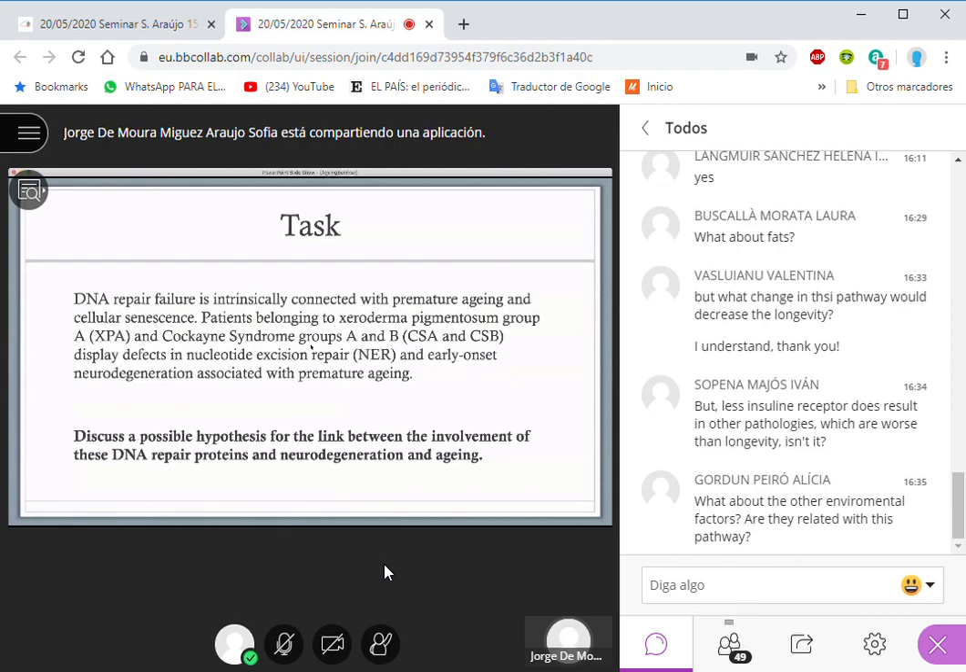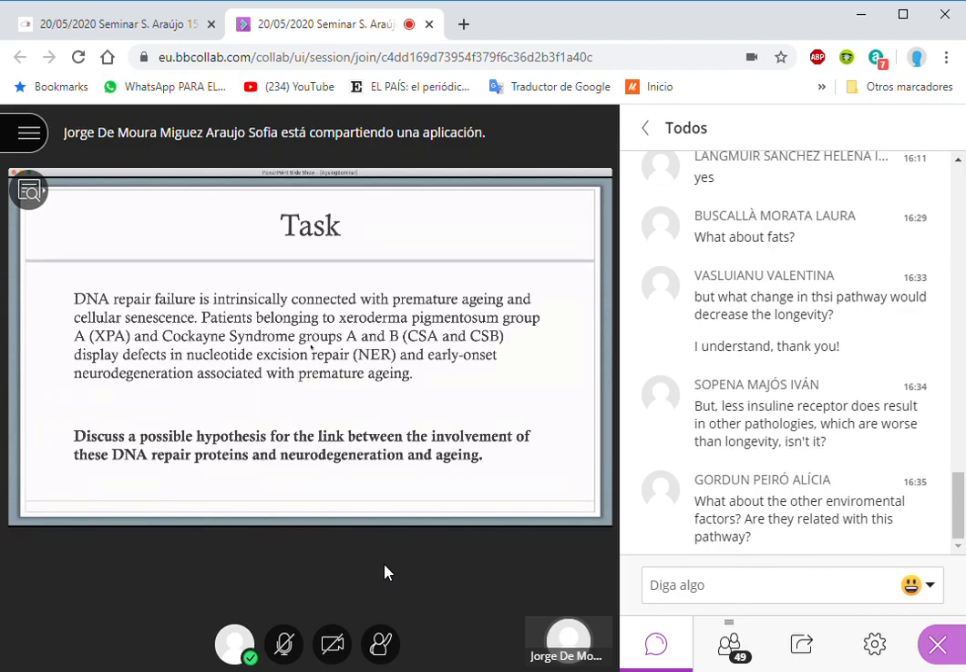Patients belonging to xeroderma pigmentosum group A and Cockayne syndrome groups A and B, one of the ones that we were talking about, and another one with another syndrome, which is also DNA repair and also based on this nucleotide excision repair pathway that I showed you, have defects in nucleotide excision repair. So these proteins are involved in nucleotide excision repair, but they also have early onset neurodegeneration associated with these phenotypes of premature aging that you saw in these children and teenagers.